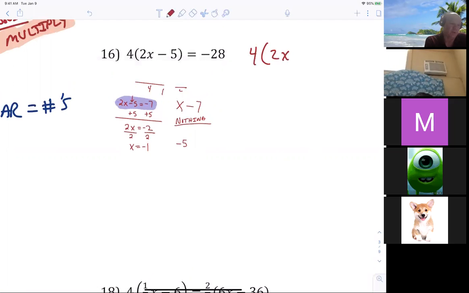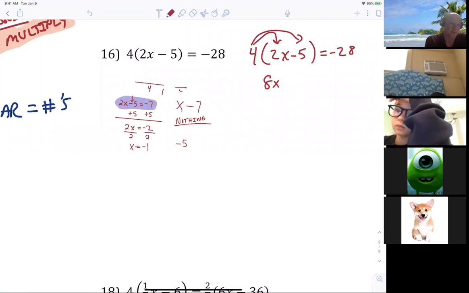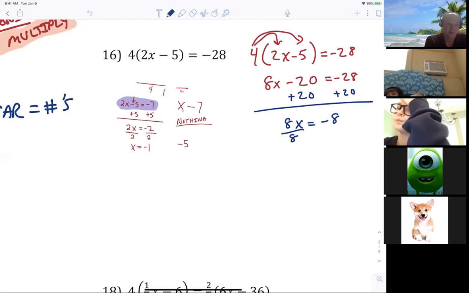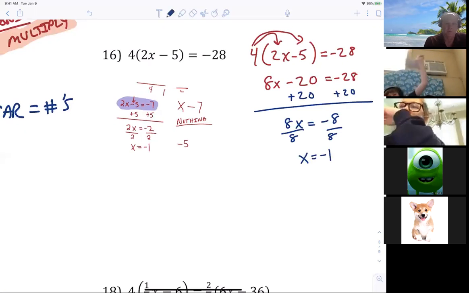4 times 2x minus 5. Now when you distribute, that becomes 8x, that becomes negative 20, or minus 20. And then what? We add 20 to both sides. So we have 8x equals negative 8. Then we divide by 8. So x equals negative 1. Okay. Same thing. All right? Thank you. Good job, kiddo.